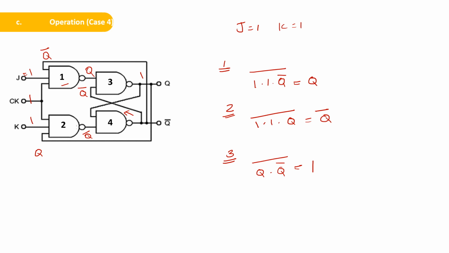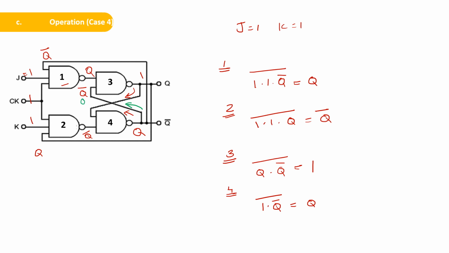Now this 1, the output of NAND gate 3, is getting fed back as the input of NAND gate 4. If you take NAND gate 4, the first input is 1, the second input is Q complement. If you take its complement, the output will be Q. That means the current output of your flip-flop is Q. Now this Q is getting fed back to the input of your NAND gate 3.